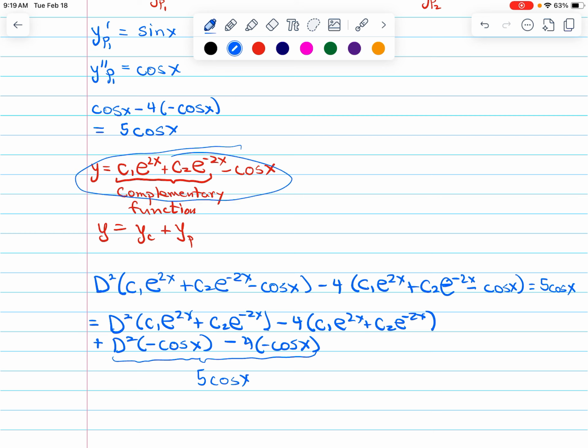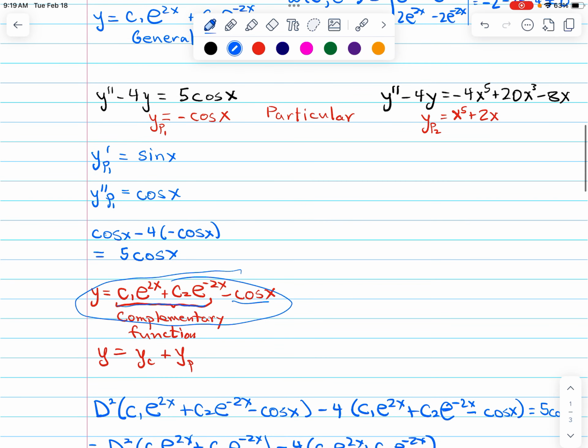And you can see that for sure. Okay? And we just say that this first part is the complementary function, and we put it in with that particular solution. Now, this next one right here, this is a solution for that differential equation. We'll just take that as a given, okay?